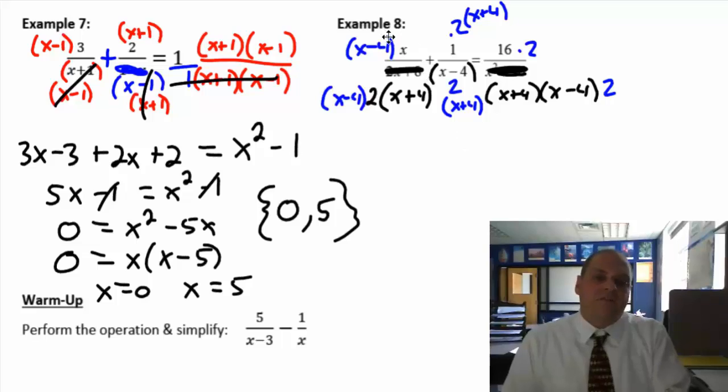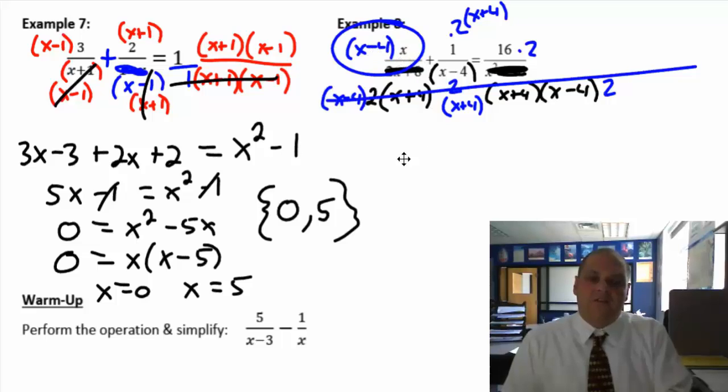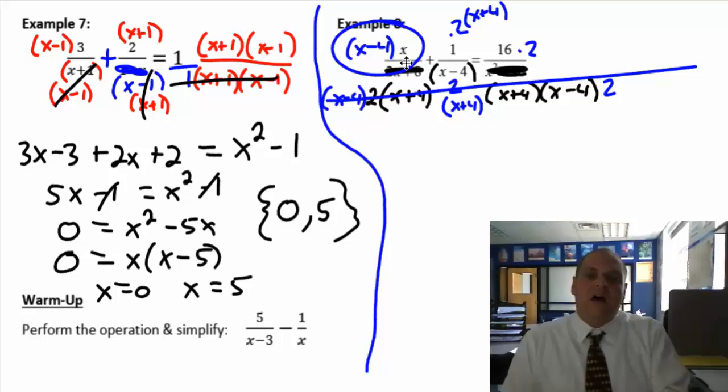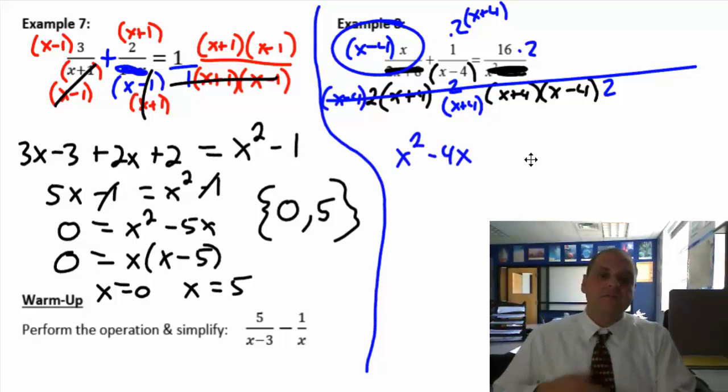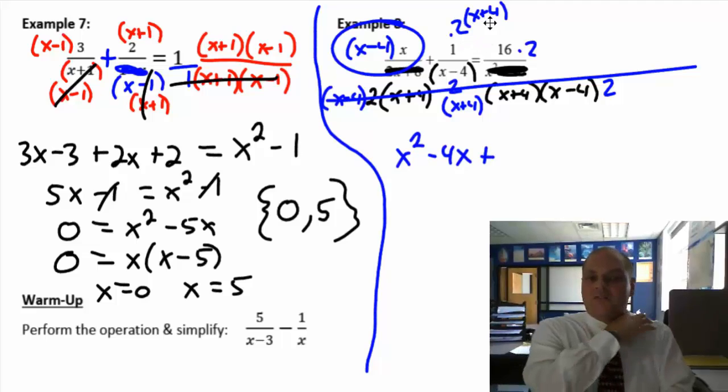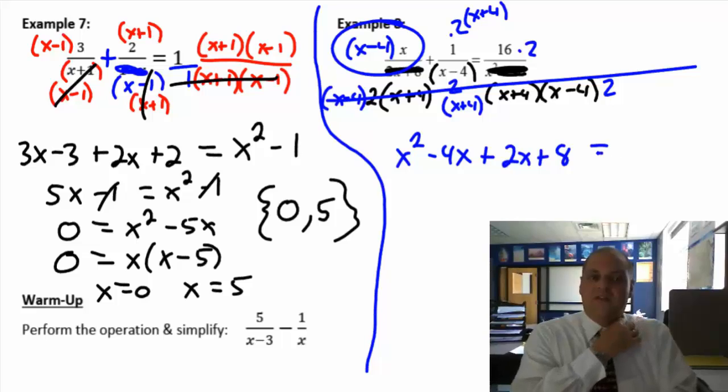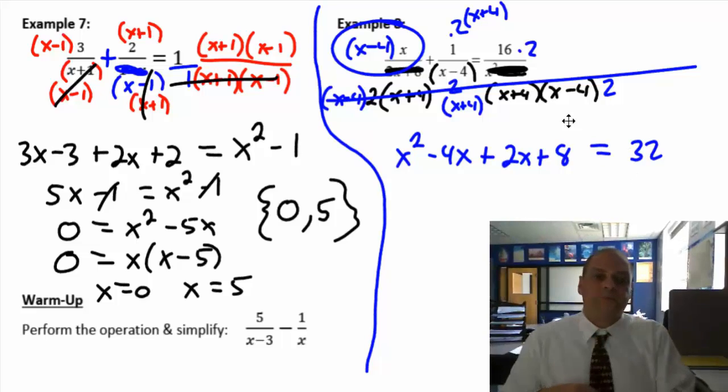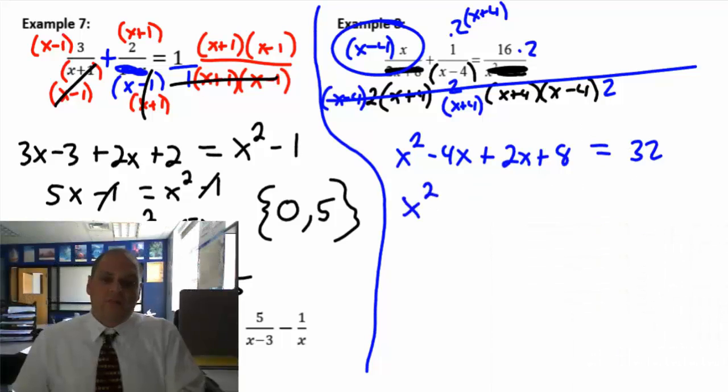Alright, so what am I left with? Well, this right here, denominators cancel out. I have x times x minus 4. So I have, let me just divide this here. X times x minus 4. I have x squared minus 4x plus 2x plus 8. And that equals 32. So I have x squared minus 2x.